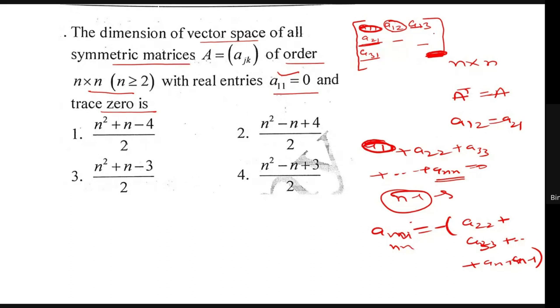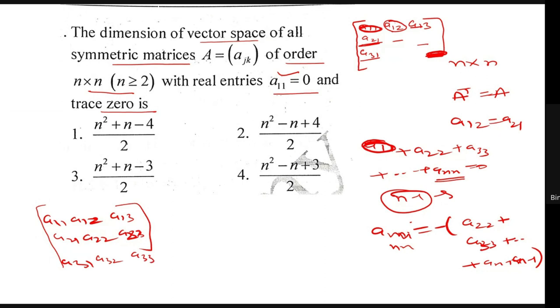Okay, so in the symmetric matrix, I'm showing you on a 3x3 matrix: A21, A22, A23, A31, A32 and A33. So when you put A12, A21 automatically gets filled, and similarly A13 and A31. In an n cross n matrix, in the first row we have only one choice, in the second we can put two elements, then 2, 3, and so on, and the last is n minus one.